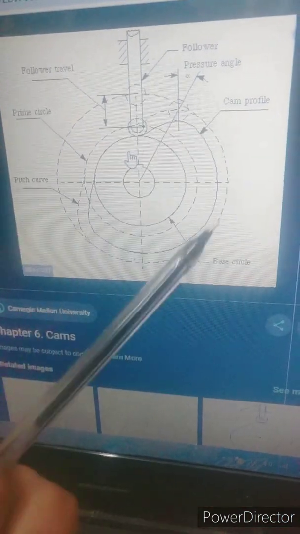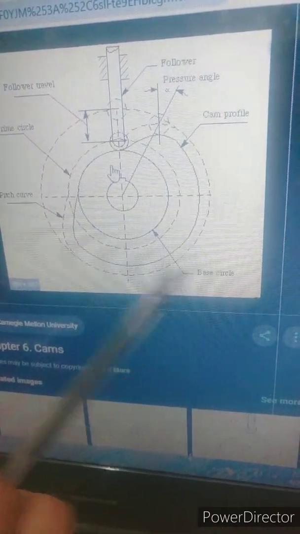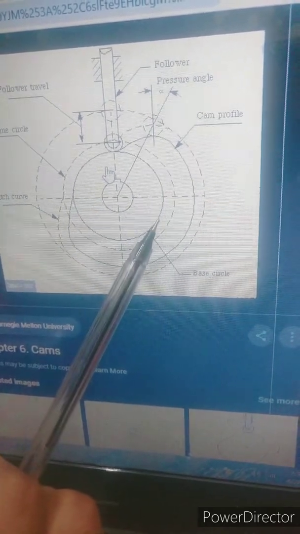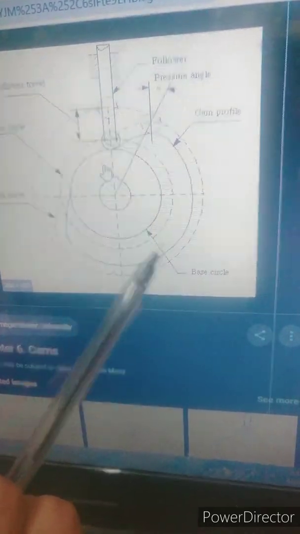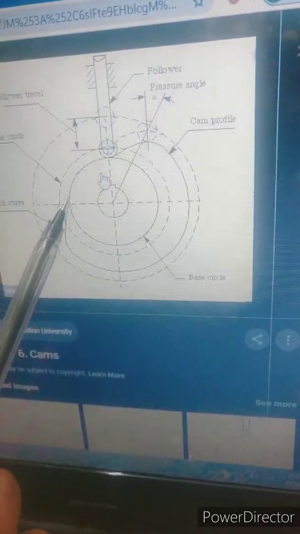Here you can see the base circle. These are the keywords and definitions you can say. The base circle is the smallest circle drawn by the cam profile. As you know, this is the base circle and it is the smallest circle drawn by the cam profile.